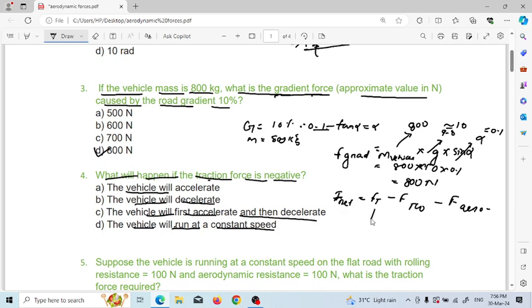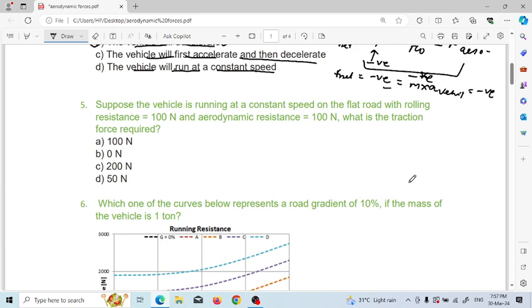So if traction force is negative, then the total will be negative. So F net will be negative. That means F net, equal to mass times acceleration of the vehicle, will be negative. That means the vehicle will not accelerate, it will decelerate. So option B will be the correct answer.